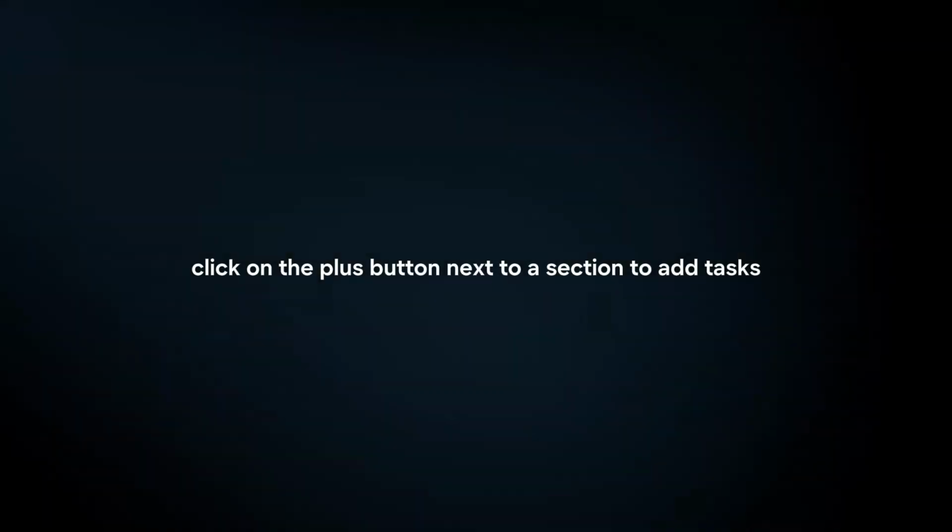Organize tasks. Within each project, organize tasks into sections or columns based on priority, status, or category. Click on the plus button next to a section to add tasks.